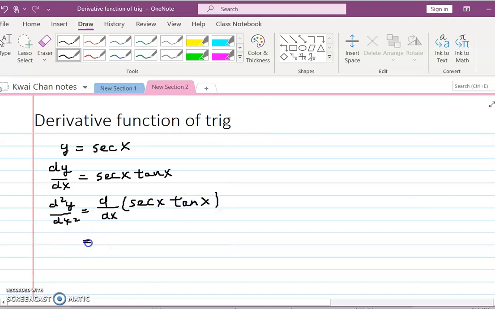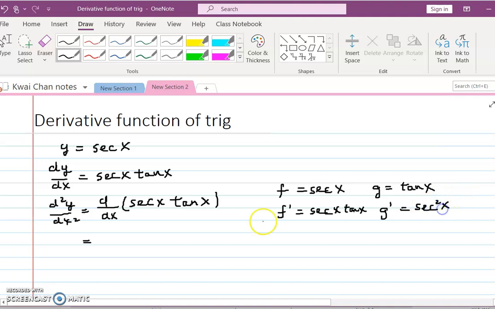And what would this be? This is a product, right? So we'll use the f, g rule again. f equal to secant x, g equal to tangent x, and then f prime. What is f prime? Secant x tangent x. What's g prime? g prime is secant squared x.